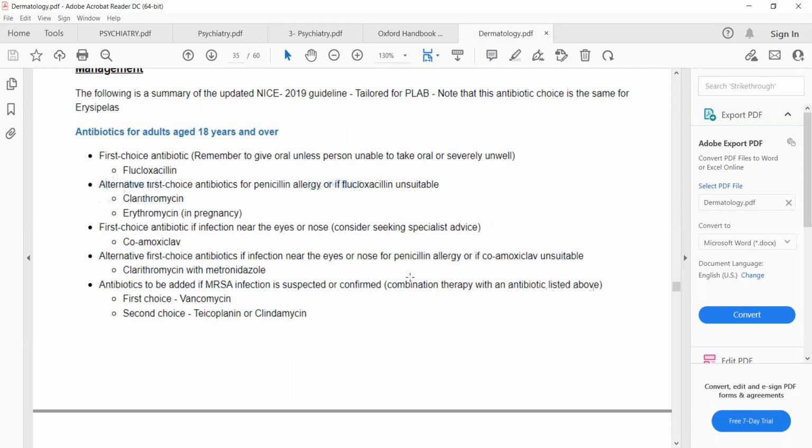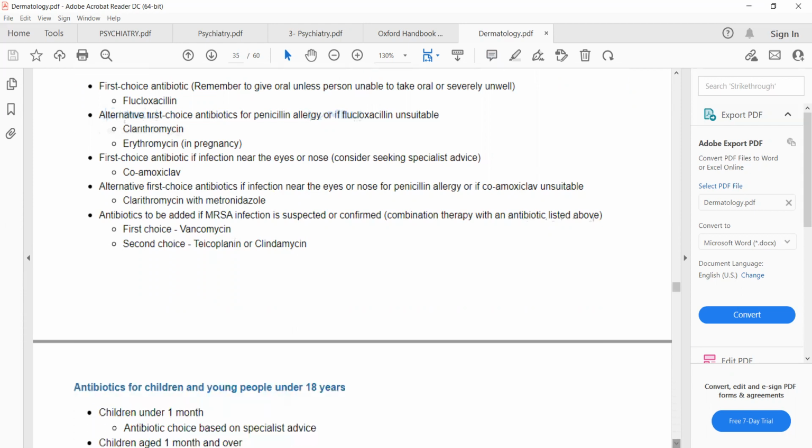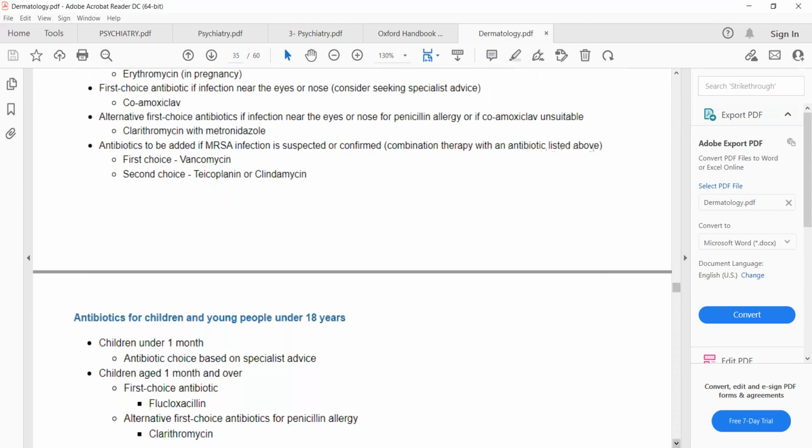So overall, the first choice antibiotic is flucloxacillin. If someone is allergic, then clarithromycin, and if the infection is near the eyes or nose, then we use co-amoxiclav, and clarithromycin with metronidazole is an alternative. And if MRSA species are suspected, then vancomycin as first line, or second line drugs such as teicoplanin or clindamycin can also be used.